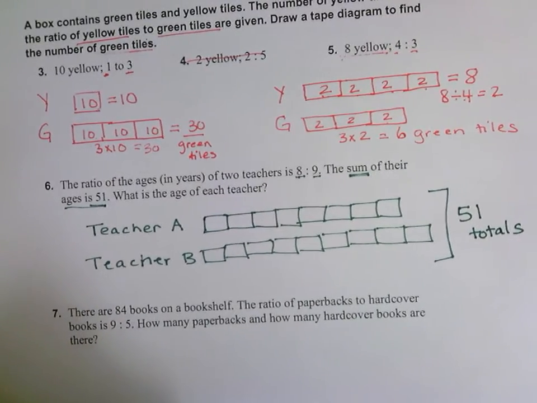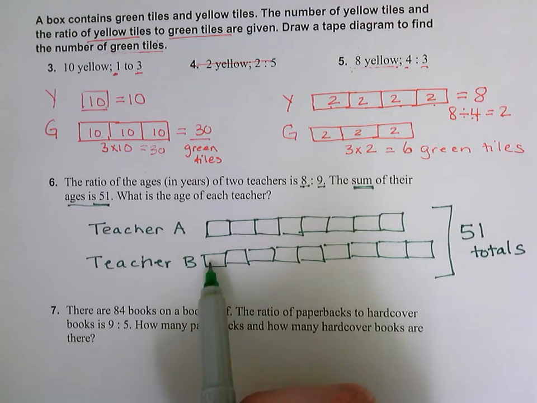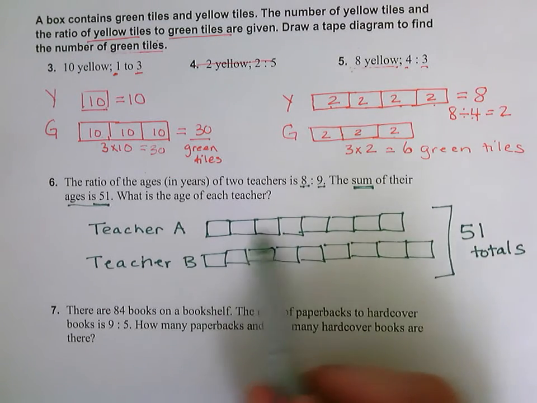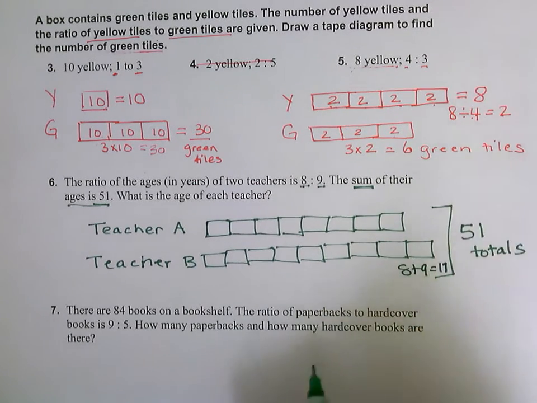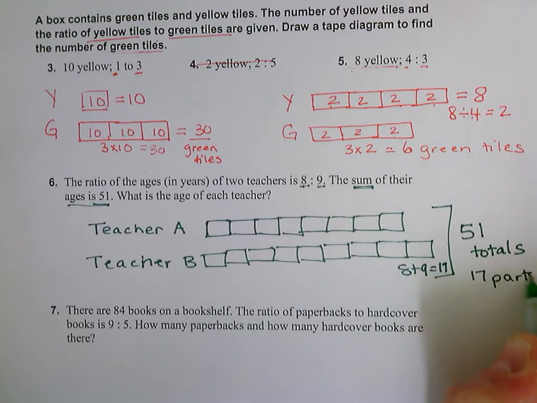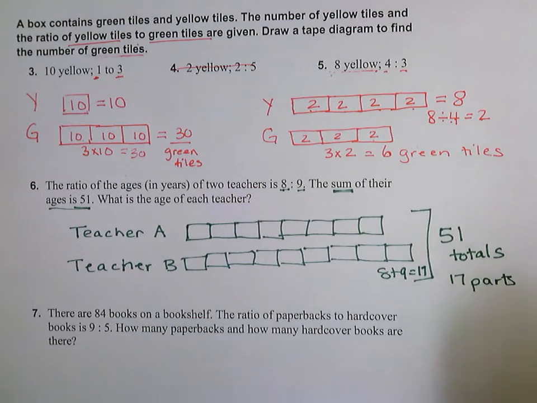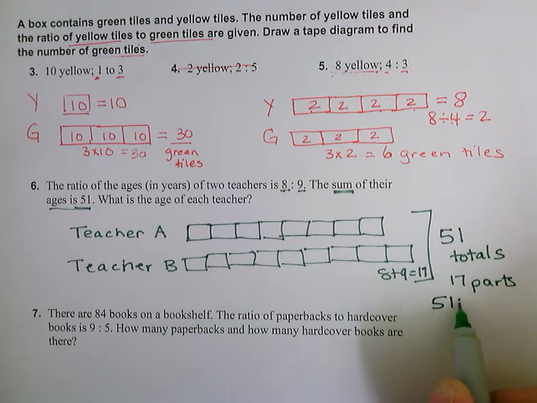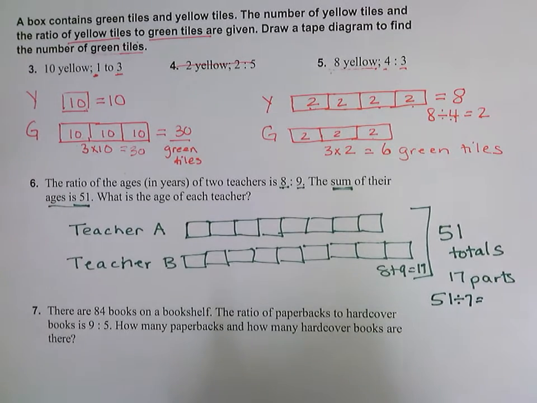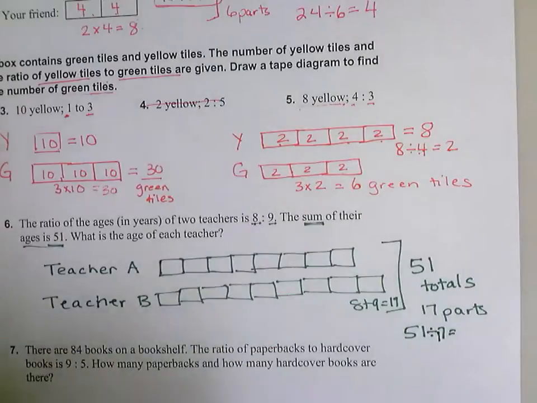Okay, 51 total years. So let's see, if I have 8 here and I have 9 here, altogether, that's how many pieces? Altogether, 8 plus 9 equals 17. So altogether, I have 17 parts. So what I'm going to do is remember what we were doing before. We're going to divide the total by the amount of parts that we have. So I'm going to have to do 51 divided by 7, or 17, I'm sorry, I misspoke, to find out how much each part is worth. 51 divided by 17.